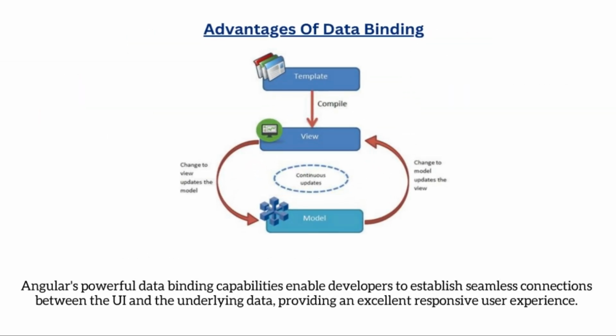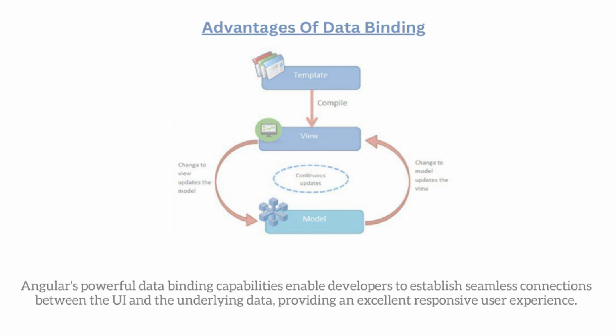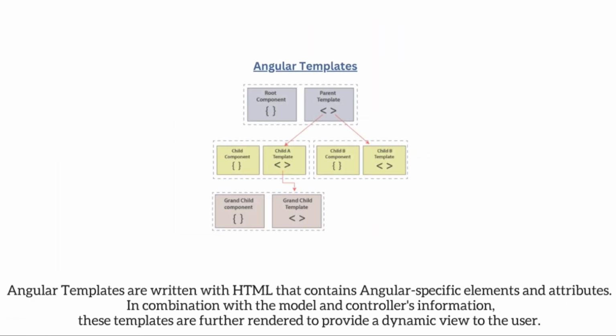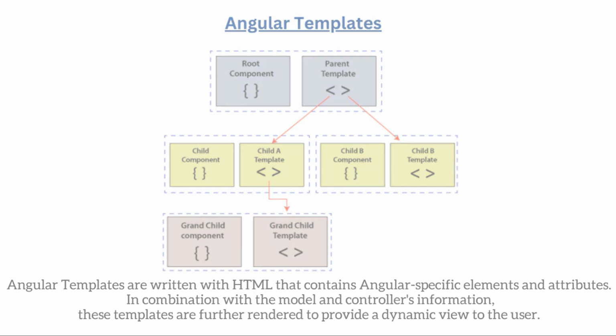Advantages of data binding. Angular's powerful data binding capabilities enable developers to establish seamless connections between the UI and the underlying data, providing an excellent responsive user experience. Angular templates are written with HTML that contains Angular-specific elements and attributes. In combination with the model and controller's information, these templates are further rendered to provide a dynamic view to the user.